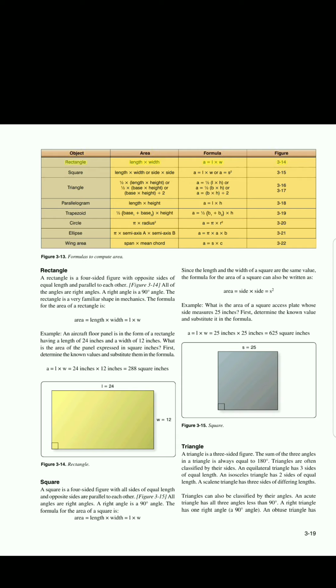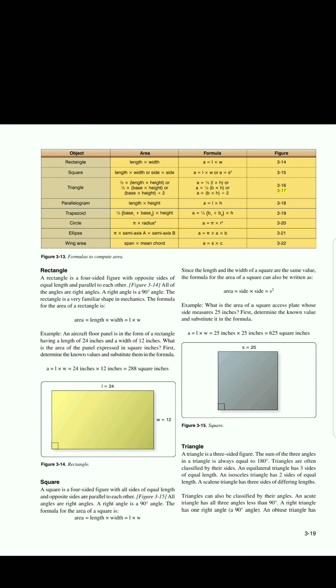Rectangle: length times width equals L times W. Square: length times width or side times side equals L times W or A equals S². Triangle: 1/2 times length times height or 1/2 times base times height or base times height divided by 2. A equals 1/2 L times H or A equals 1/2 B times H or A equals B times H divided by 2.